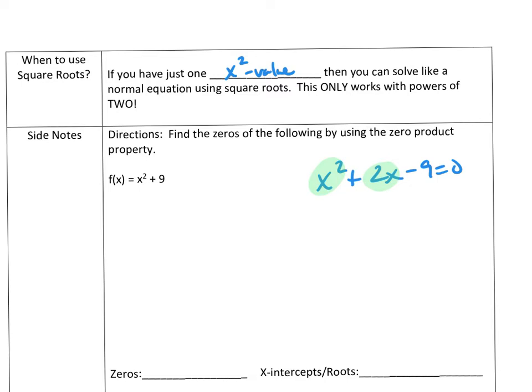But if you would have something such as x squared minus 9 equals 0, we can use this little cheat that I'm about to show you, because notice what you have. You only have this x squared value. So when we just have one x squared value, then you can solve like a normal equation. And you'll see what I'm about to get, and it's going to be an aha moment of putting everything together. Let me clear this out for us here.